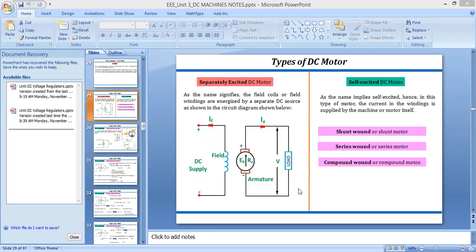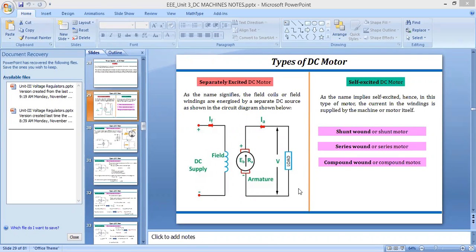DC motor means what? It is the DC machine which uses electrical energy, and at the output we get mechanical energy. Then we have seen the DC generator. DC generator means it can convert mechanical energy into electrical energy. It means it will give us electricity. Then we have seen the construction of the DC machine.